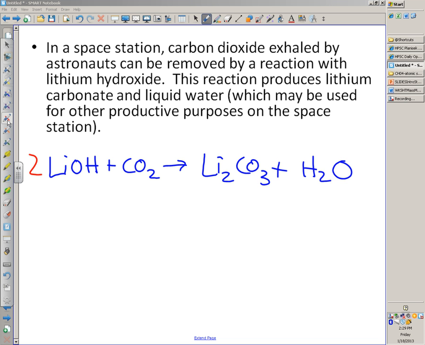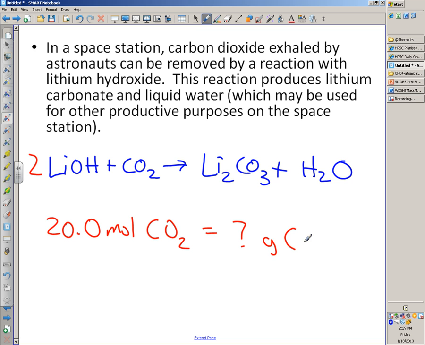Every day, on average, a person will exhale 20 moles of carbon dioxide. But how much is 20 moles of carbon dioxide? Most of you probably have no idea. So, why don't we figure out how many grams of carbon dioxide that is? Okay? Small groups, go.